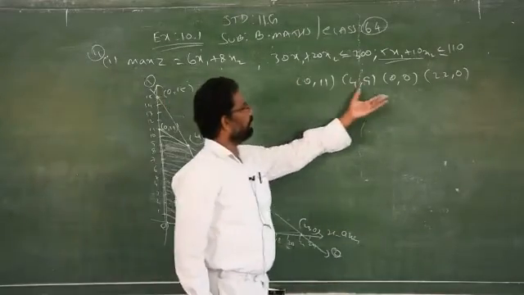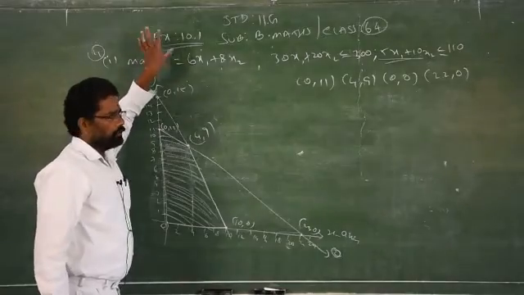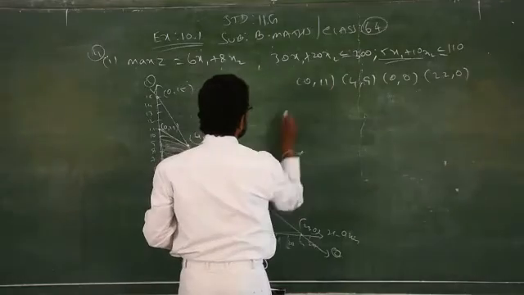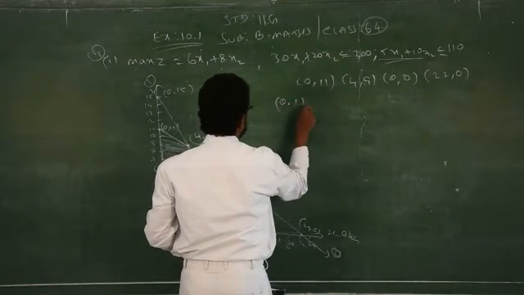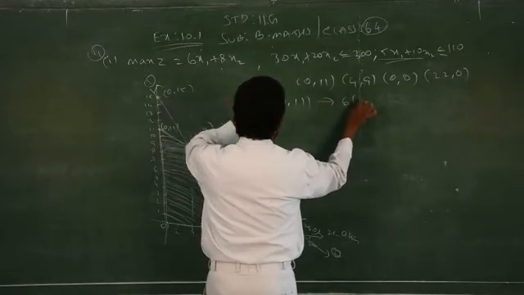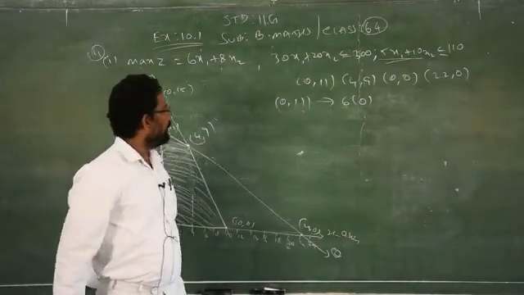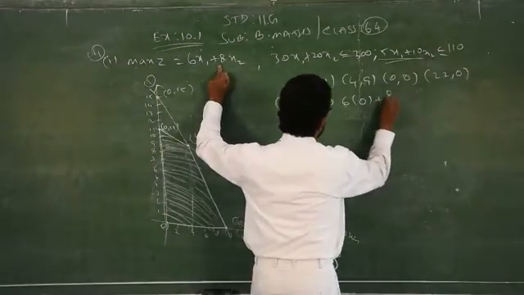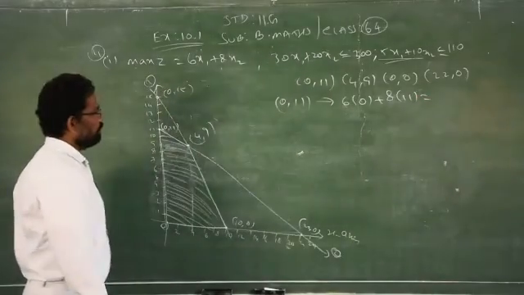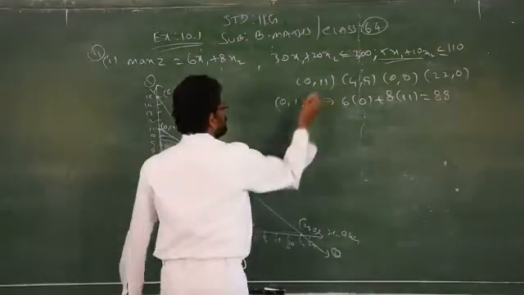You have to replace these 4 points in the maximum Z. Which one gets the benefit? That is called the optimum solution. Now I am replacing the first point, 0, 11, in the equation. 6 x1, I told you already, x1 stands for the x-axis, x2 stands for the y-axis, plus 8 x2. With 0 and 11, what will be the answer? 6 into 0 is 0, 8 elevens are 88. So the answer is 88.